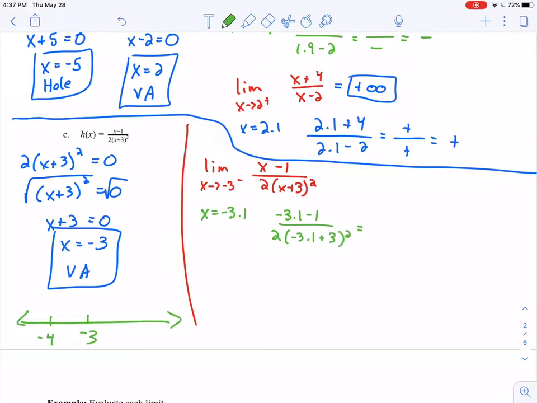Negative 3.1 minus 1, I know that's a negative number, divided by 2. Negative 3.1 plus 3, that's going to be a negative number, but I want to square that negative number. So here this one's a little bit more involved. My numerator, that's not changing sign, it's still a negative. 2 times a negative number squared. So if I take a negative number times that same negative number, I know I'm going to get back a positive number. So let's see, I've got a negative. 2 times a positive number, that's going to be positive, gives me a negative end result. So this must approach negative infinity then.